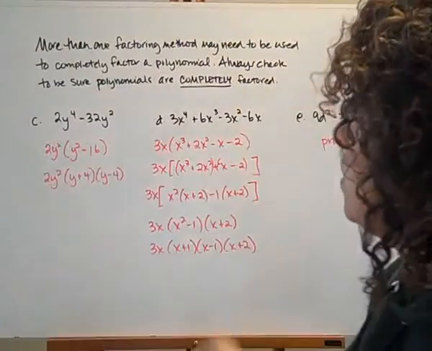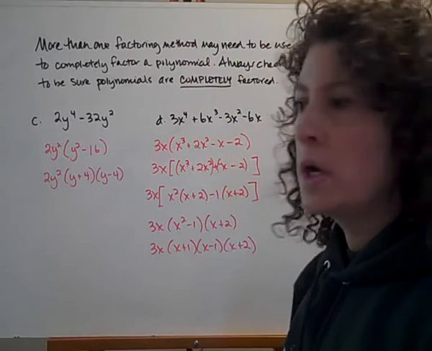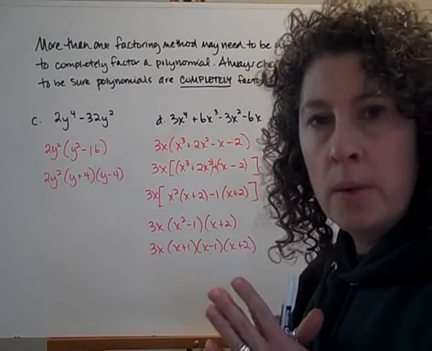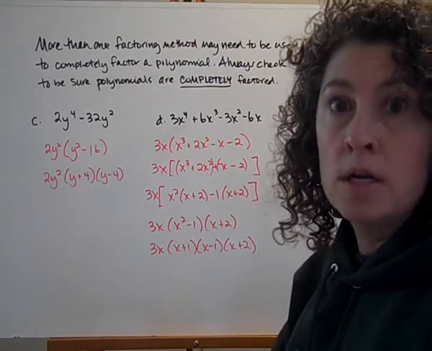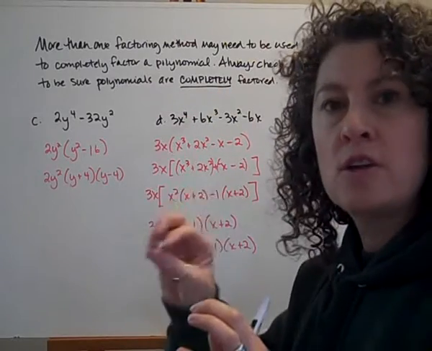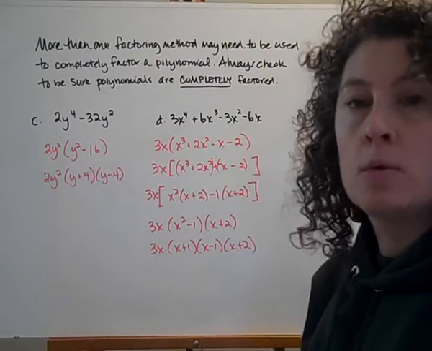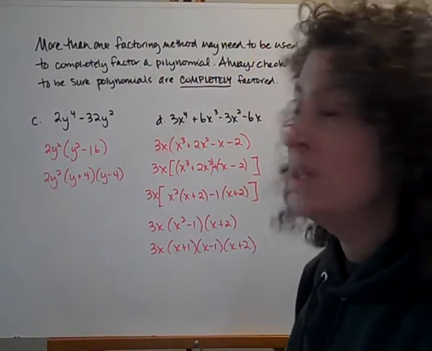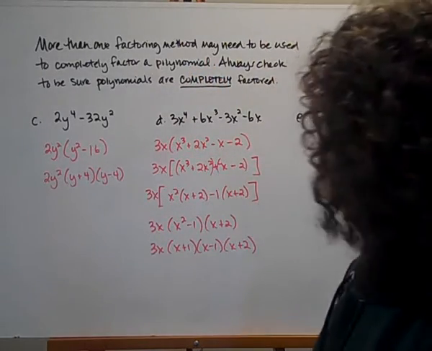All right, as we continue our factoring, we want to make sure that we factor things completely. So just when you look at the number 100, if we say factor that, we're going to break it up into the prime factors that when I multiply those together, I get my original product. Think about a factor tree where I want to look at each factor that I've come up with and decide, can I factor that even further? We're doing the same thing here with our polynomials. So more than one factoring method may need to be used to completely factor a polynomial. Always check to be sure polynomials are completely factored.